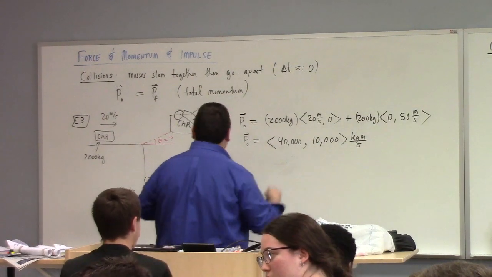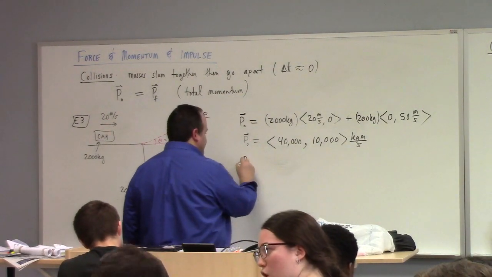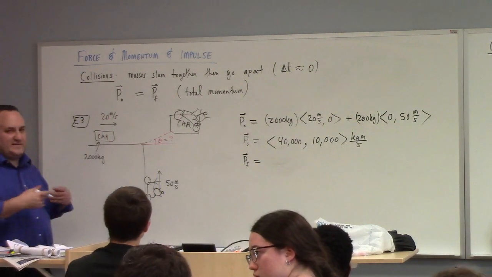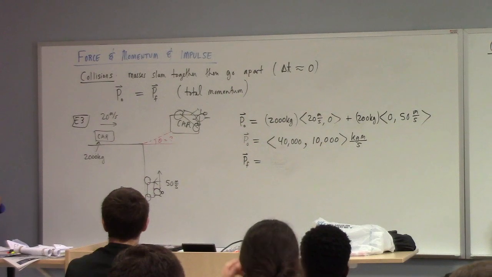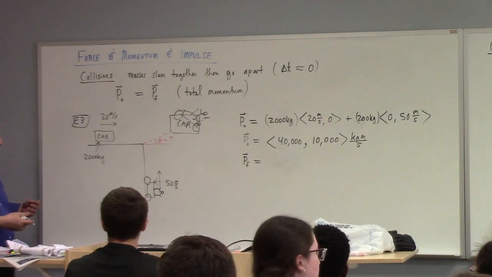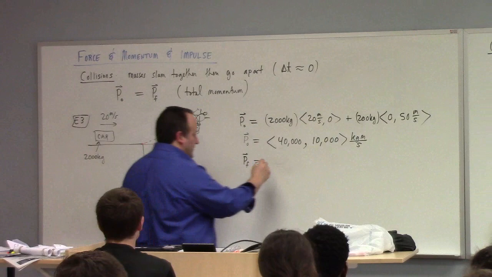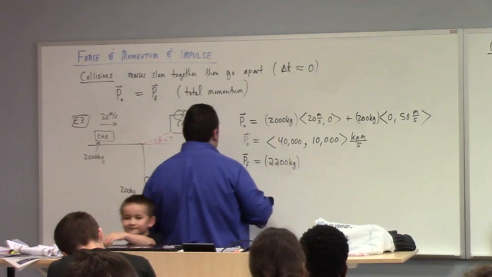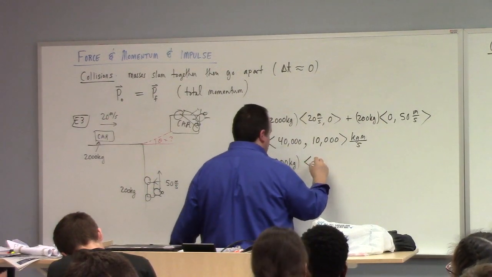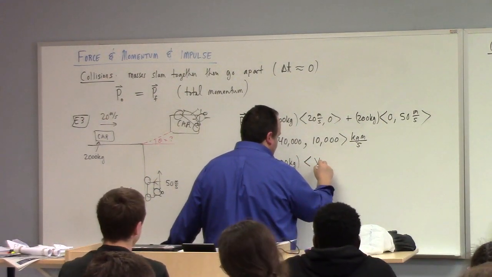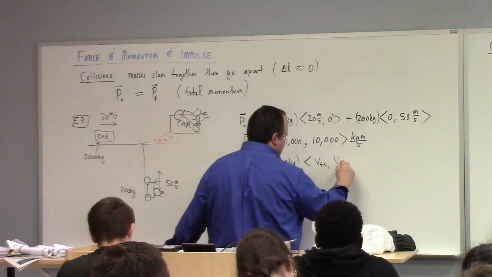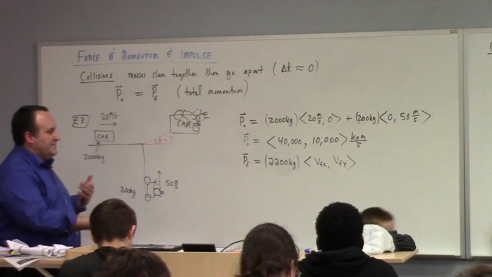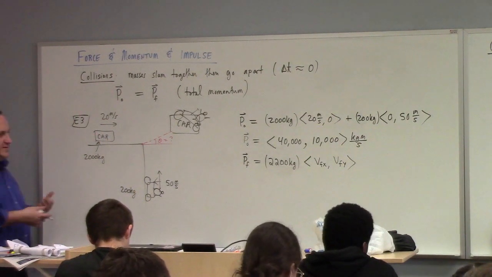All right, so there's your initial momentum. What's the final momentum? Here we assume that mass is neither created nor destroyed. This is not one of those kinds of collisions. So that gives us 2,200 kilograms, the total mass, times the final velocity, which I'll just call VFX, VFY. Momentum is conserved in the collision, so all we have to do is equate these two.